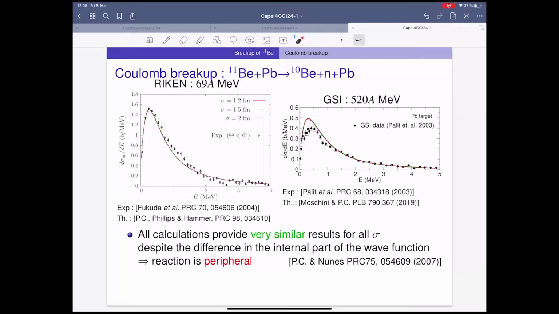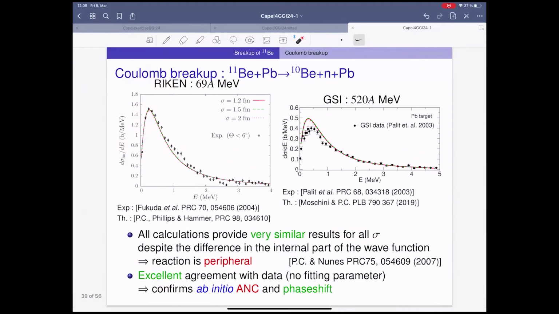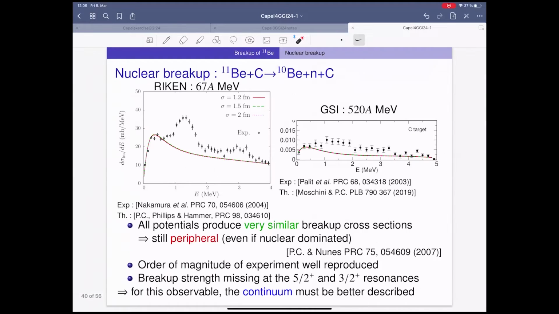And with Laura Moschini, we also performed the calculation at the GSI energy, so 520 MeV per nucleon, where you need to put relativistic corrections, and we also get a very good agreement with the data. So what this means is that there is no fitting parameter. We don't touch anything. This is really the output of the calculation, folded with the energy resolution, to be fair, but we have no control over that. And so this confirms the ANC and the phase shift that are predicted by the ab initio people, because we get the right agreement with the data.